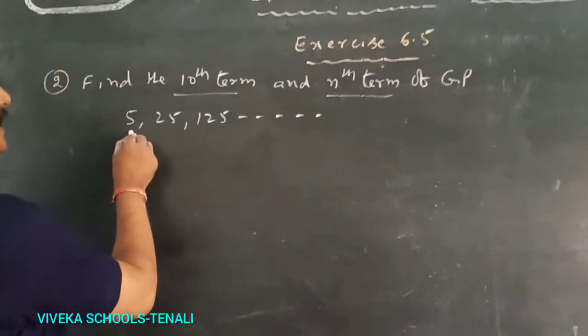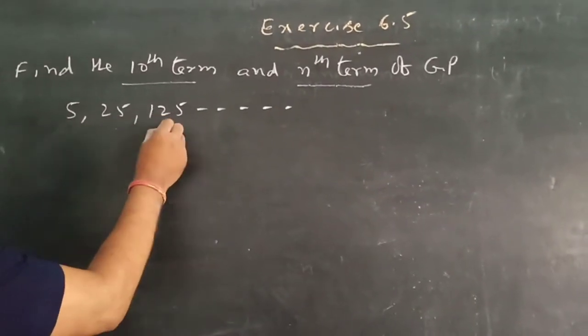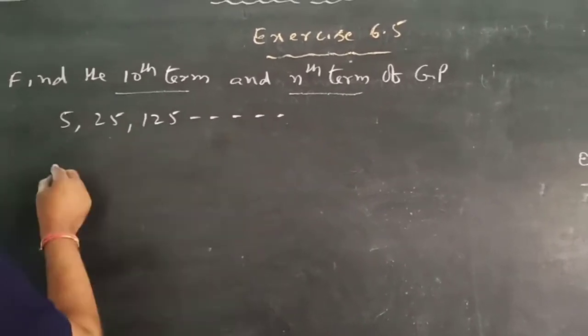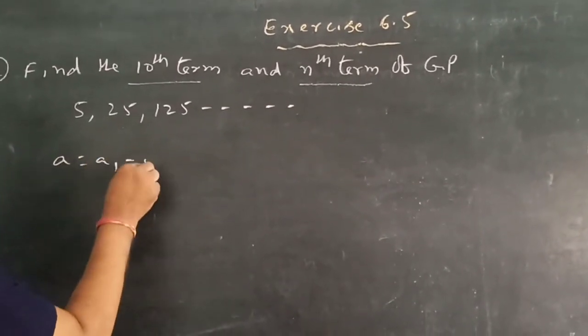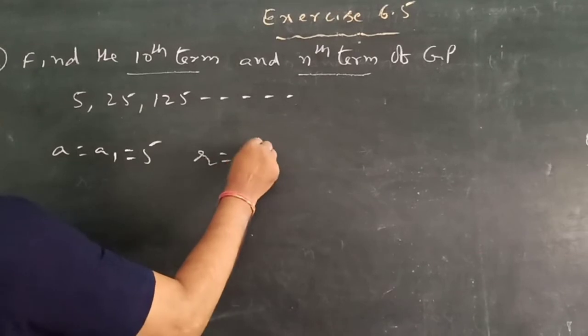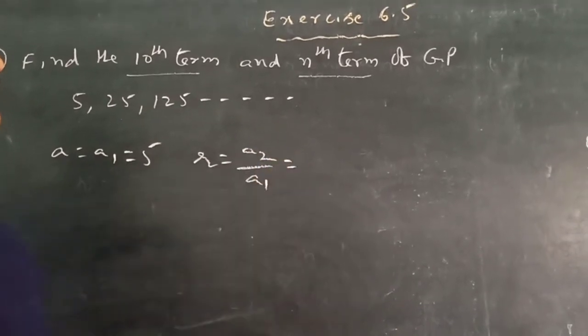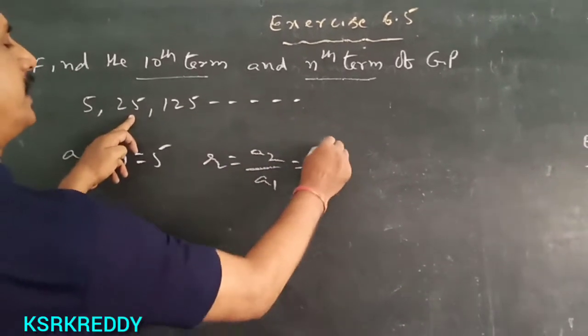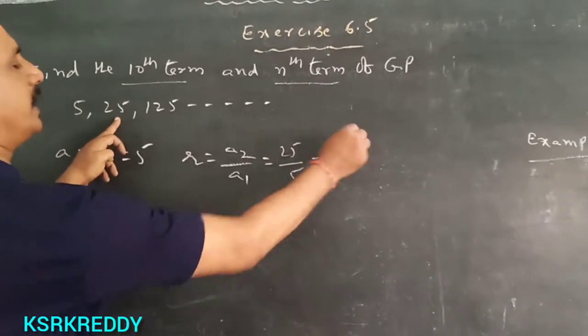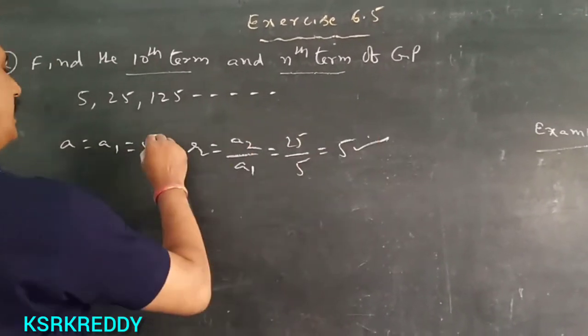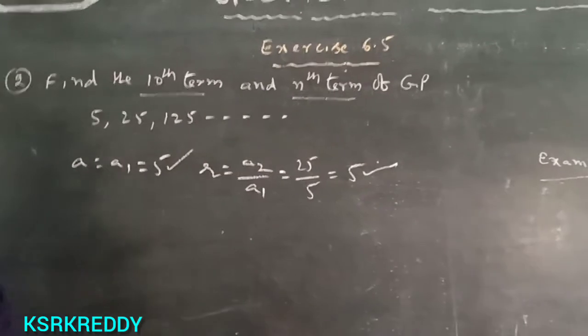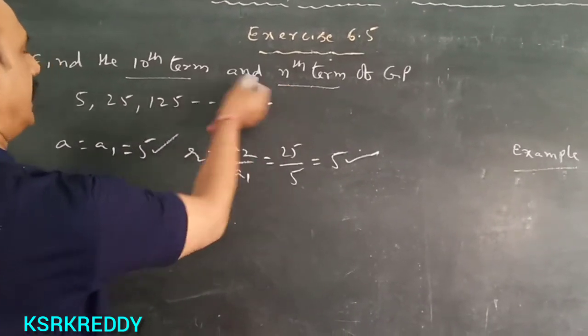Here what is the progression? 5, 25, 125 and so on. a equals a1 equals 5. r is equal to a2 by a1. Second term 25 divided by first term 5 is equal to 5. Common ratio is 5 and first term is also 5. Then find the nth term and 10th term.